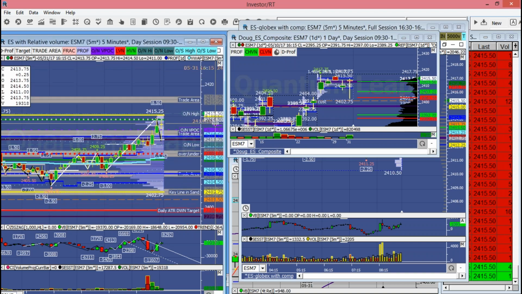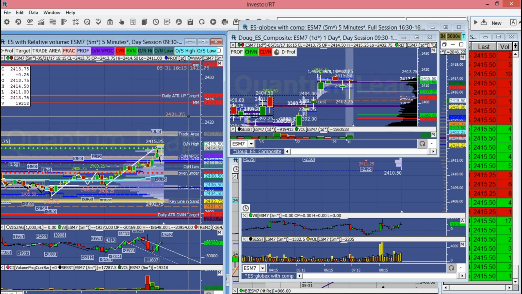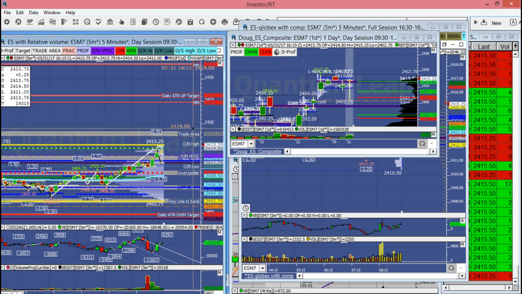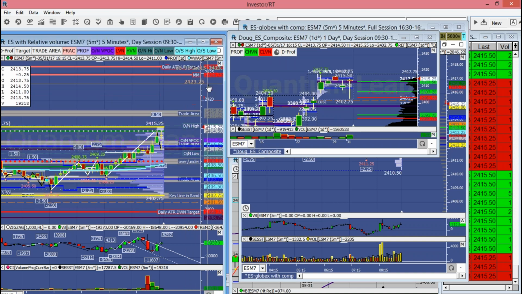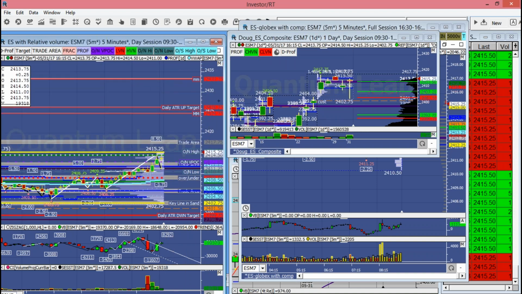My hypo 3 is an open test drive or an open drive, failure to take out the overnight low, push up, come into the 20 area, chop around between the 20 and the 17, and then push up through and take out that naked close and come up into the 2420s and close somewhere up here.